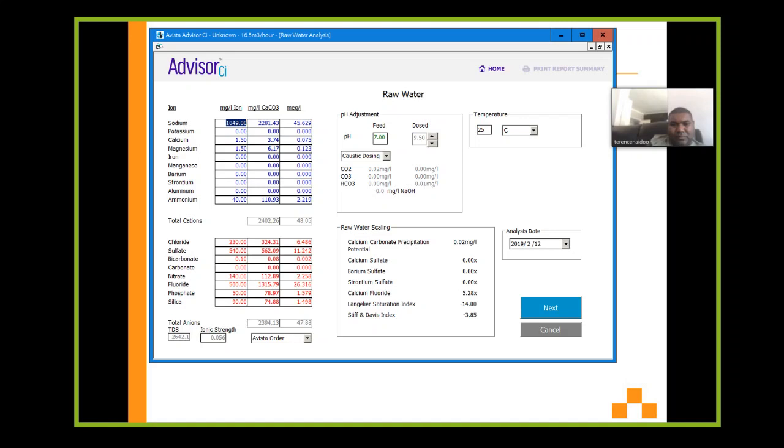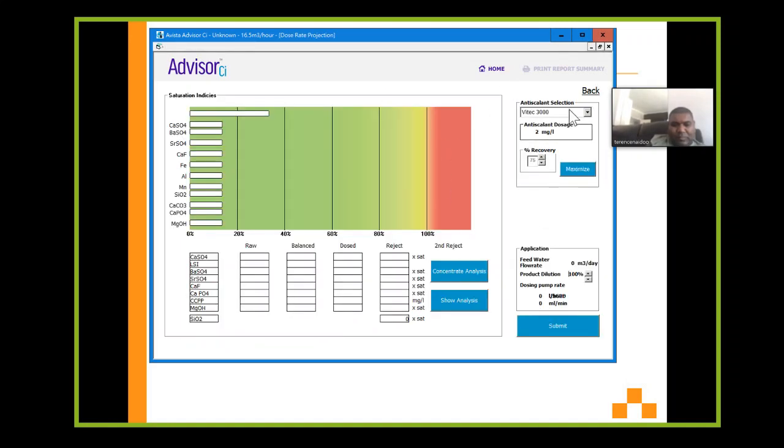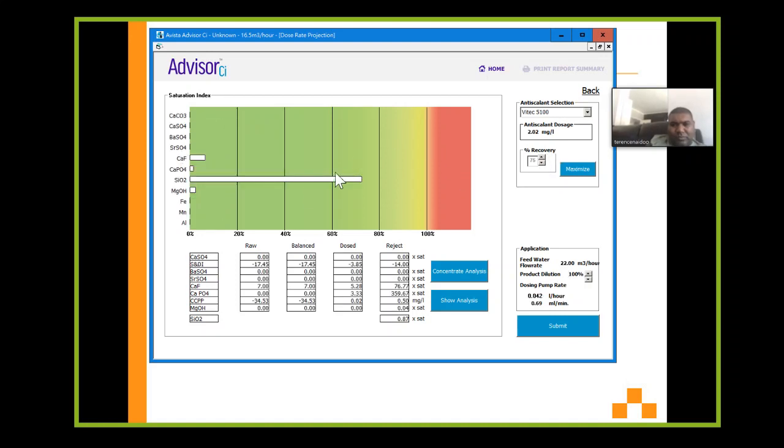Okay, this is for one of the projects that has very high silica. I was trying to design the system for a 75% recovery rate, and I found that there's a maximize button here. When I pressed it, the system automatically calculated the maximum recovery rate the system can achieve. And I surprisingly found, holy cow! You see, the recovery rate is 94%.